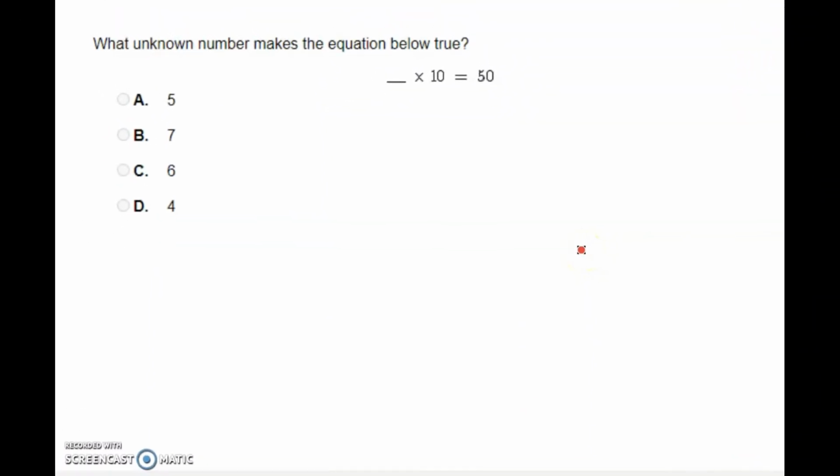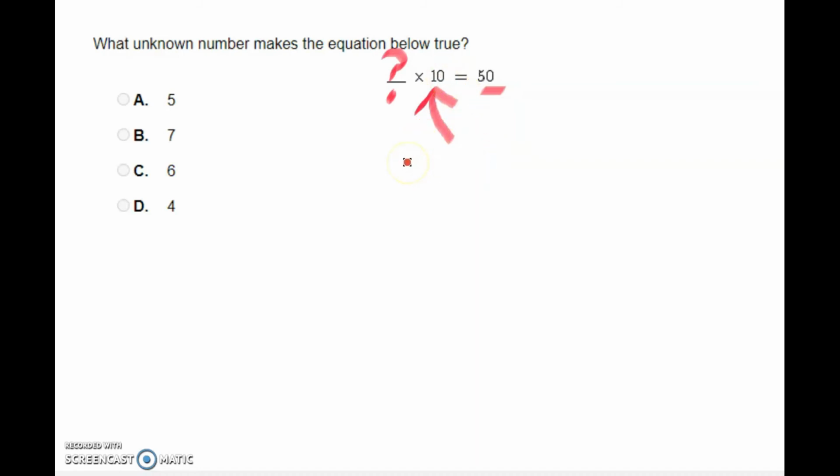What unknown number makes the equation below true? Blank times 10 is equal to 50. There are many ways you can find out what number goes into the blank. We can do the times tables, or multiplying, or we can do division. But let's start with the multiplication. Which times table is that? It is the 10 times table.